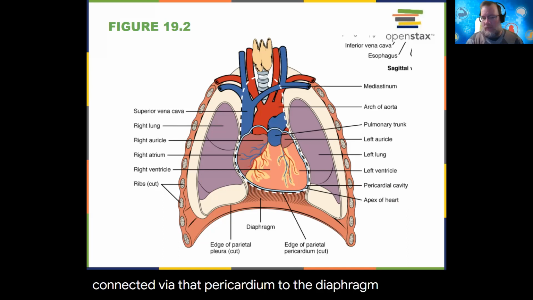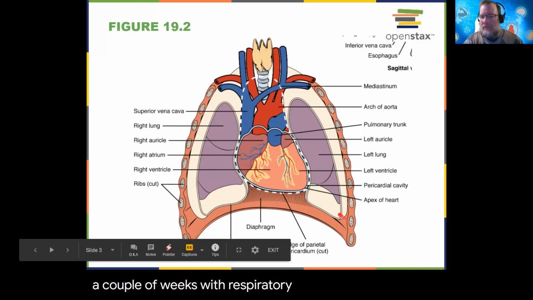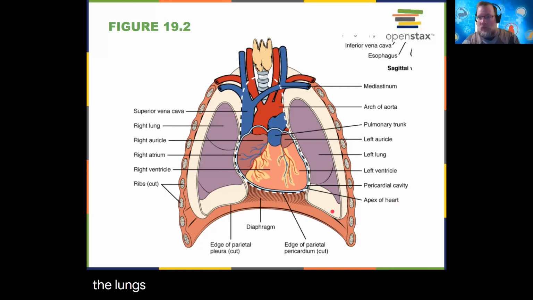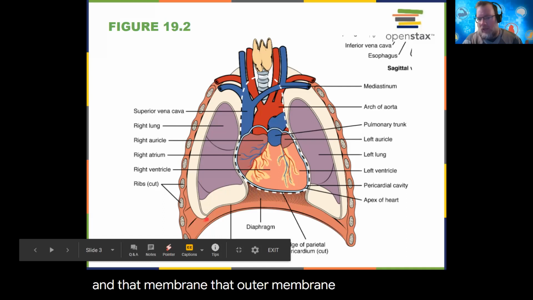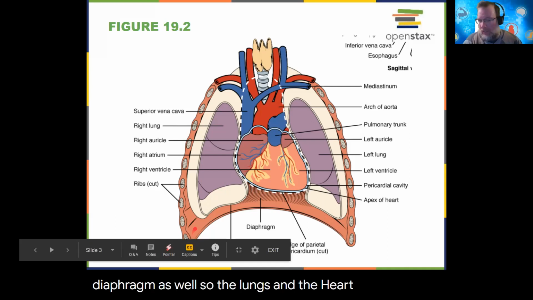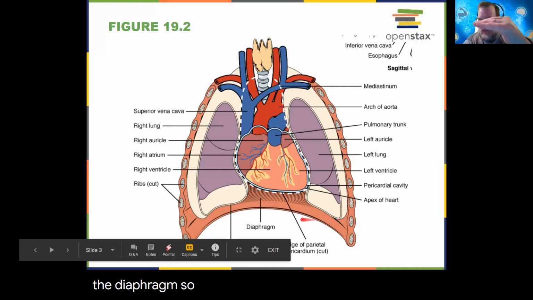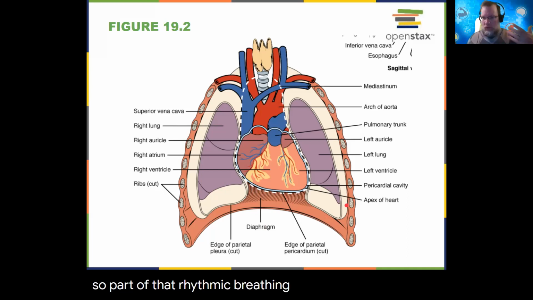And again, we think of the diaphragm as being a major player in the ability to bring air or oxygen into the lungs. The other thing we'll see in a couple of weeks with respiratory is the inferior surfaces of the lungs are actually surrounded with a double membrane. And that outer membrane, what we call the parietal membrane, is going to be connected with the diaphragm as well. So the lungs and the heart are linked to the diaphragm. As the diaphragm flattens out, the heart and the lungs come with it. So part of that rhythmic breathing goes along with rhythmic heart rate.